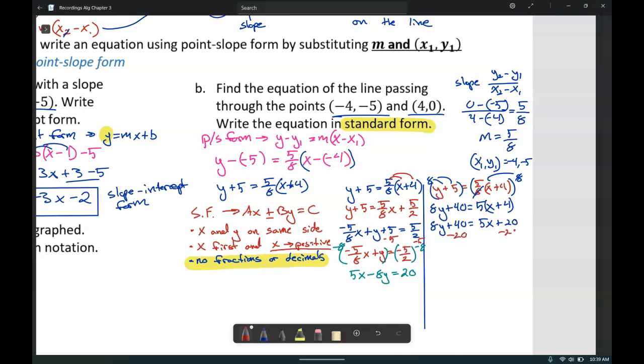We'll subtract 40 from both sides. 8y equals 5x minus 20. We subtract 5x, and then to make it positive, all we have to do is multiply everything by -1, which is just going to swap our signs.